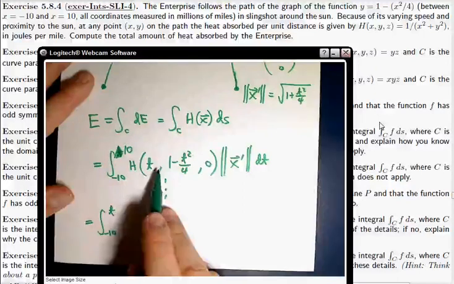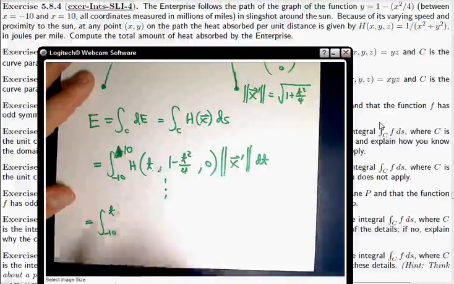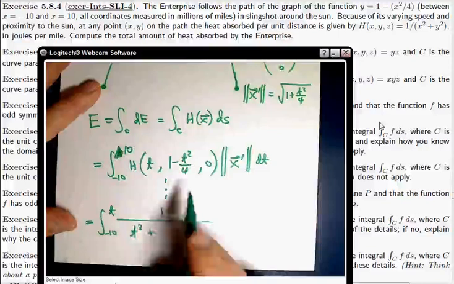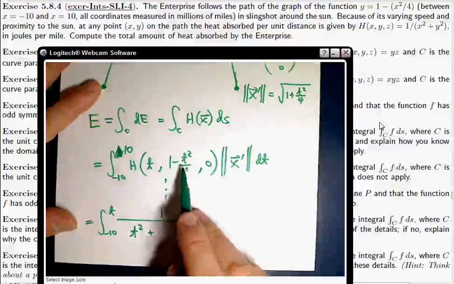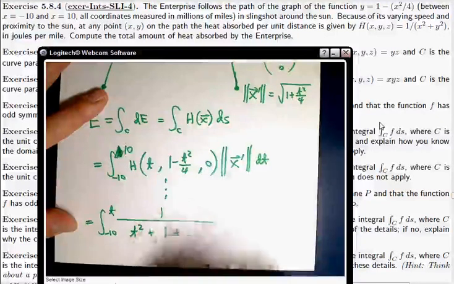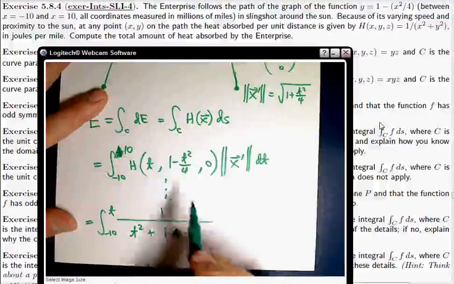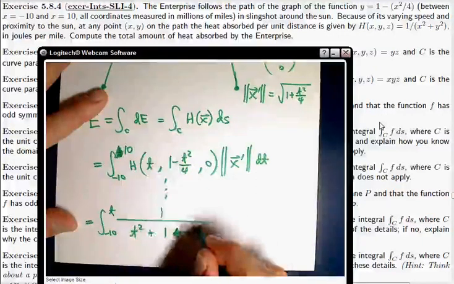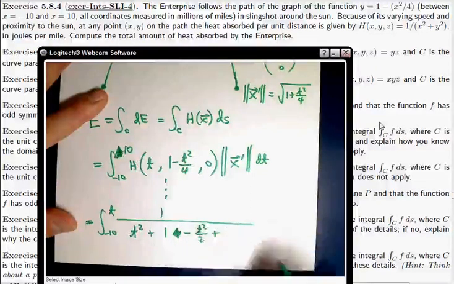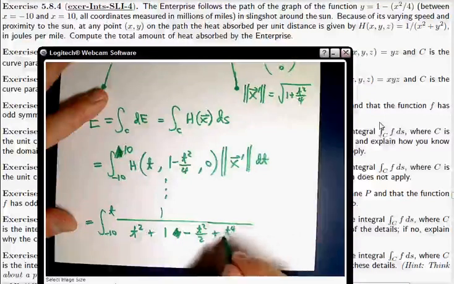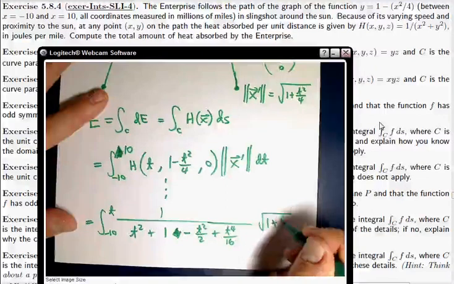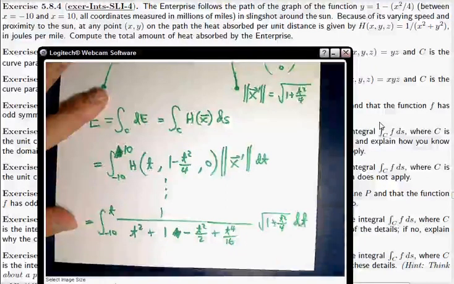What's our h function? Well, in the statement of the problem, h is 1 over x squared plus y squared. So we have 1 over t squared plus, now y squared is this. So when I square that out, let's just multiply that out. This squared is 1, minus 2 times this, so that's t squared over 2, plus t to the 4th over 16, and then the square root of 1 plus t squared over 4 dt.